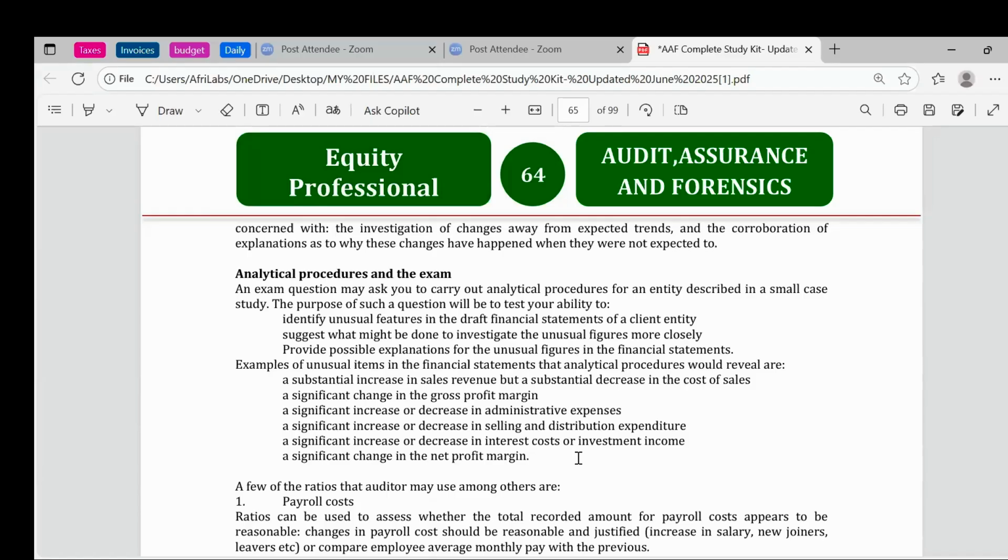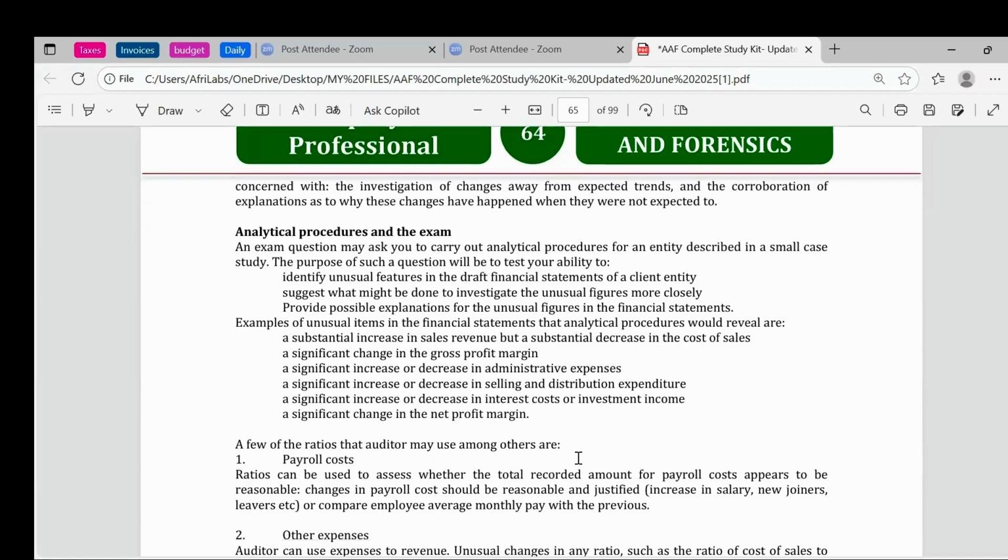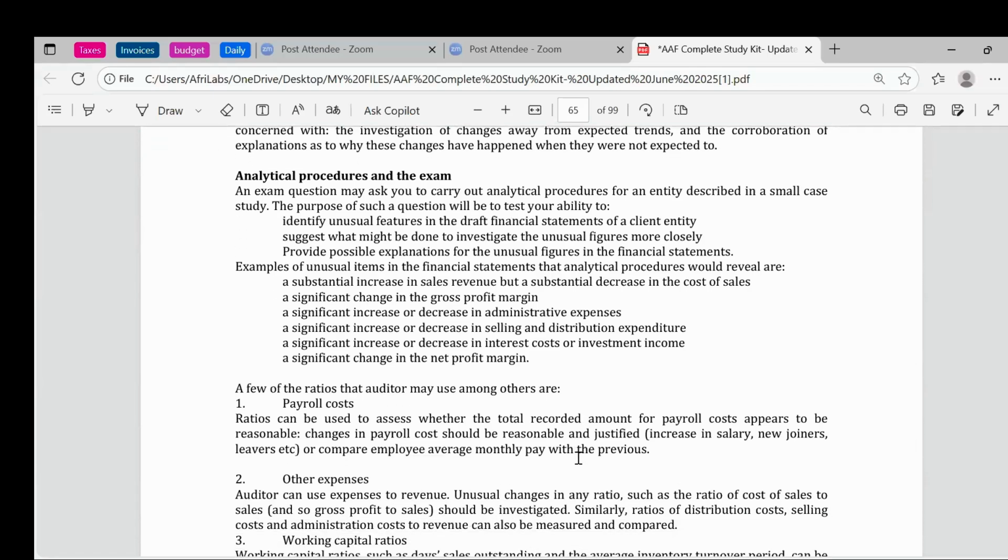So in your exam, what will happen? An exam may ask you to carry out analytical procedures for an entity in a described small case study. The purpose of such a question will be to test your ability to identify unusual features, suggest what might be done to investigate the unusual figures, and basically provide a solution. They can tell you things like there's been an increase in revenue and a decrease in cost of sales. Why?